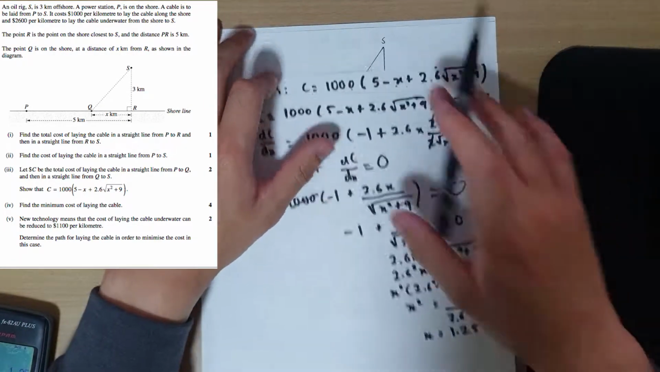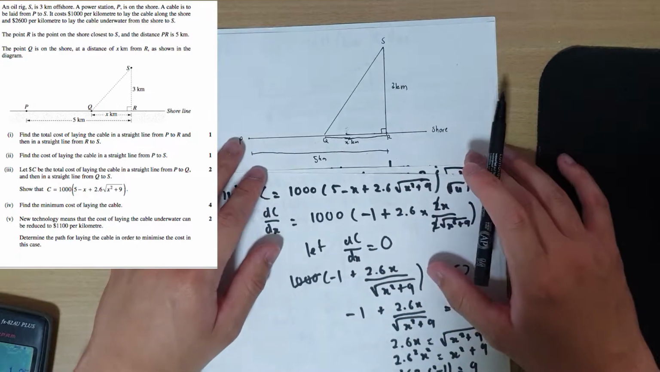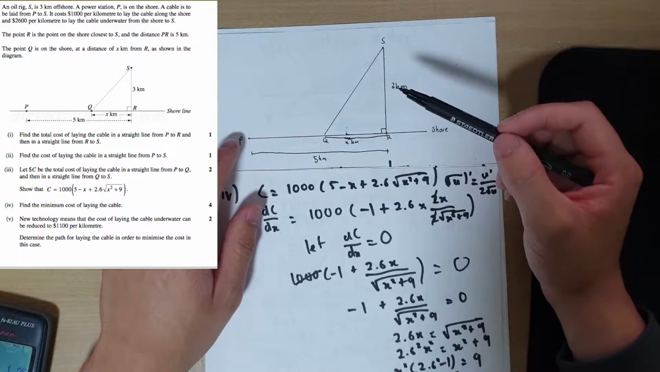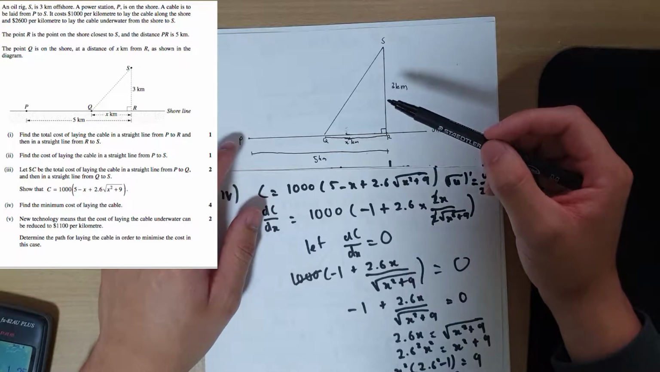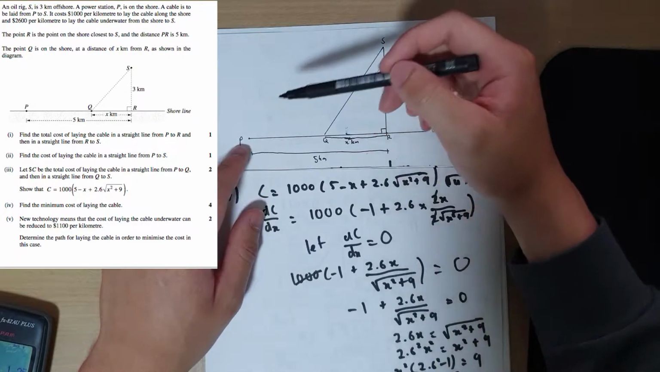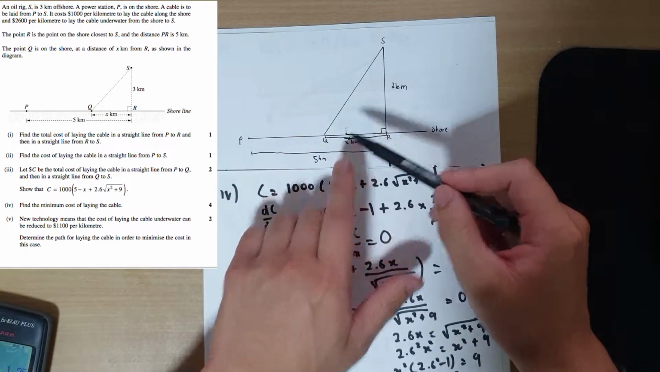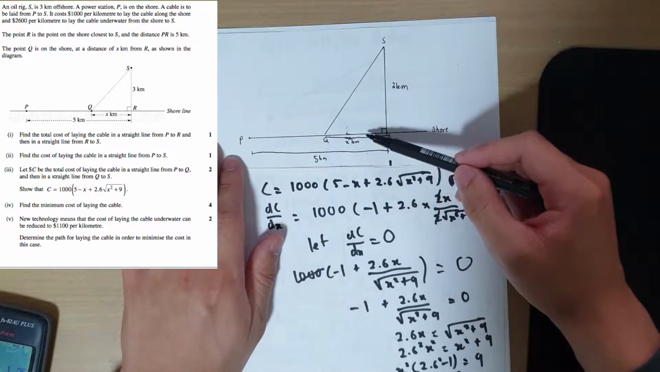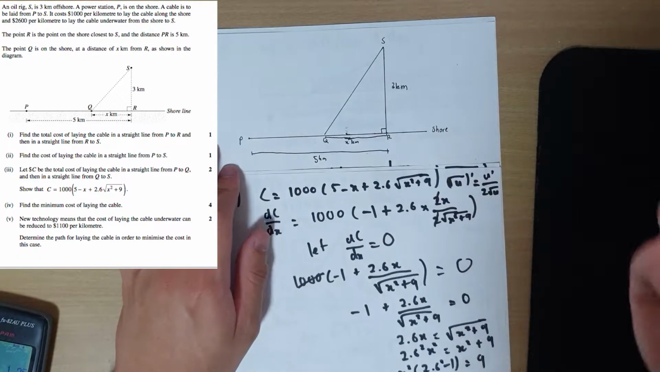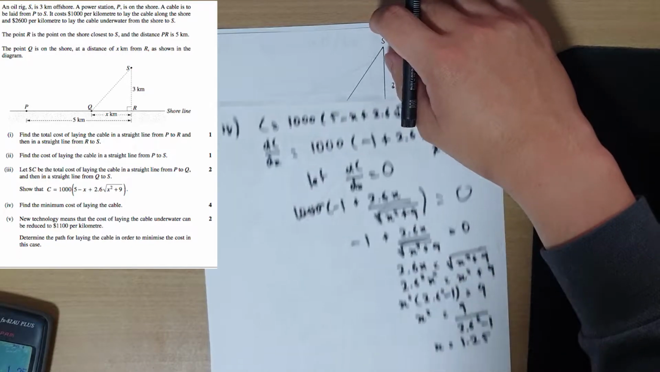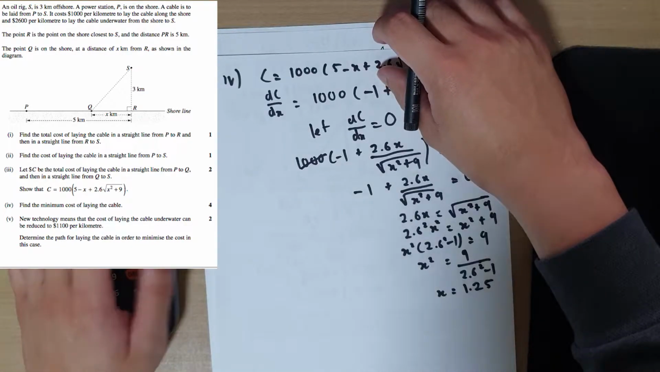So what does that actually mean? It means that in order to get the lowest cost of laying that cable, this distance here has to be 1.25. So it'd be probably around over here. The cable would go like this, over here, then up like this. That's where we get the minimum cost, with these current costs.